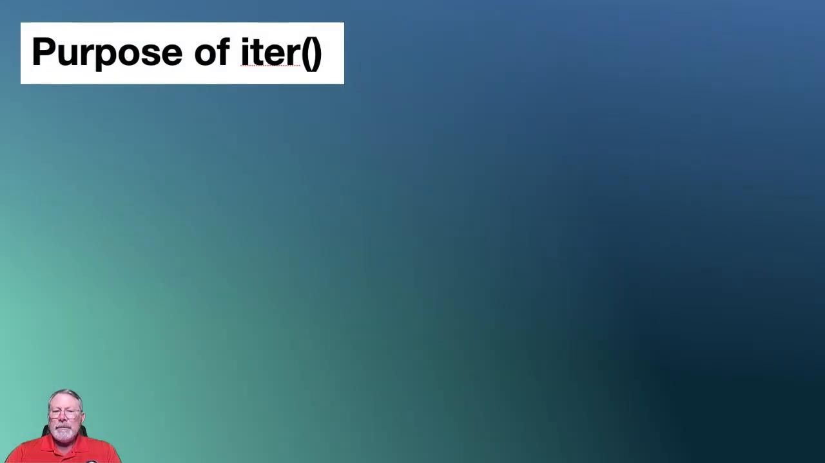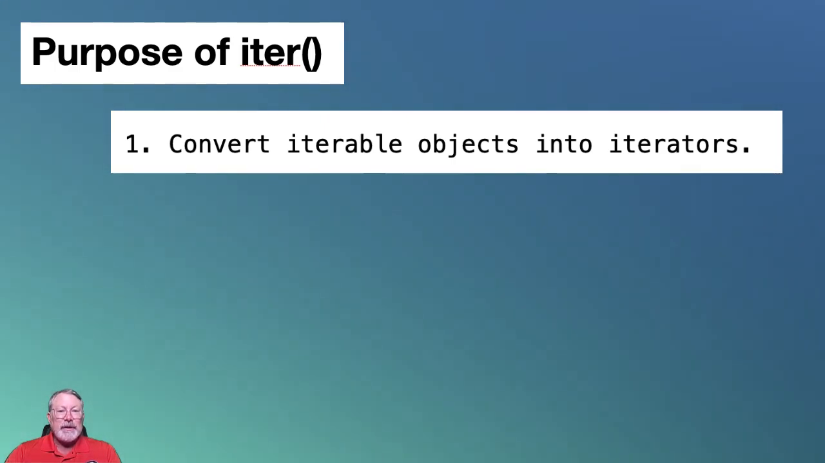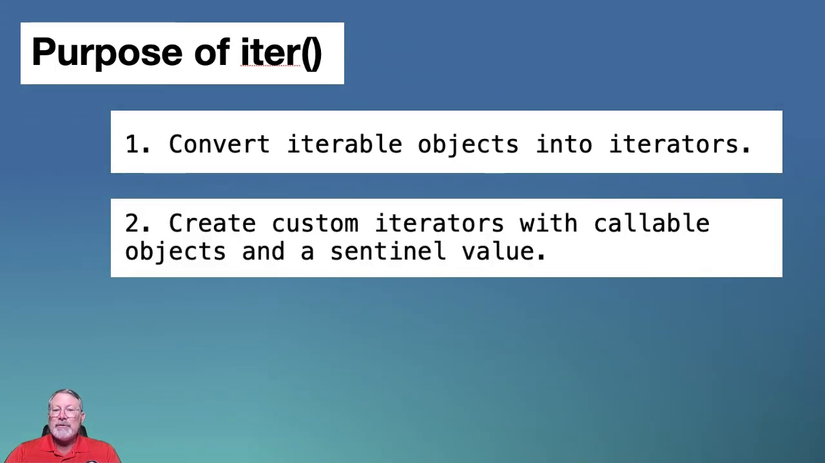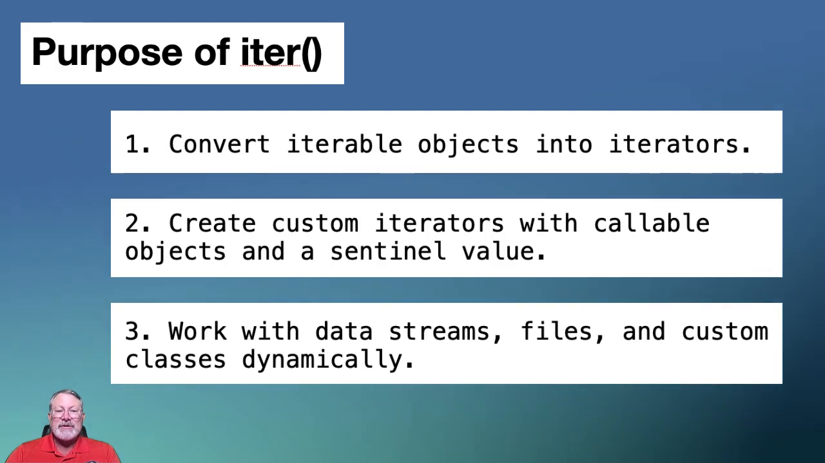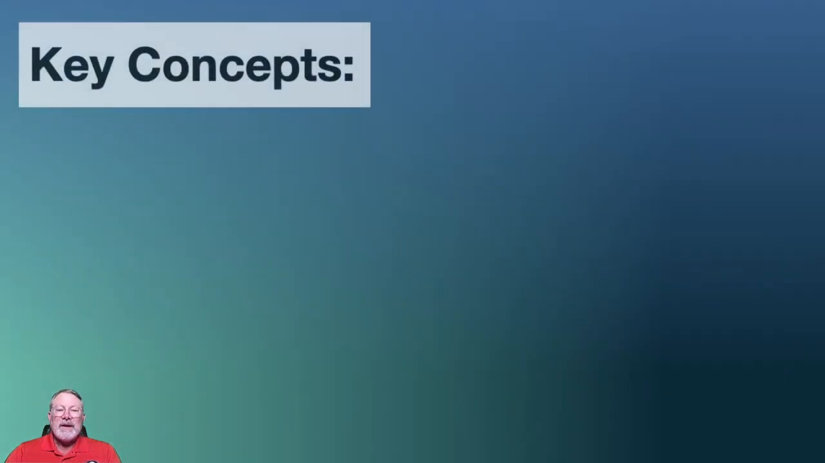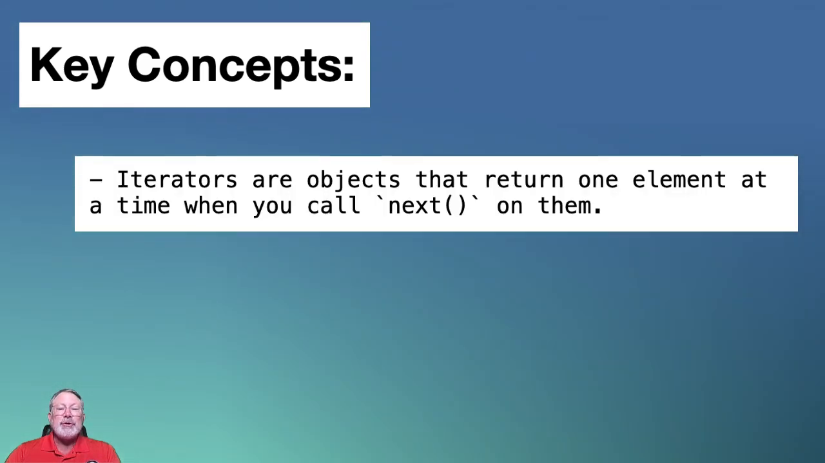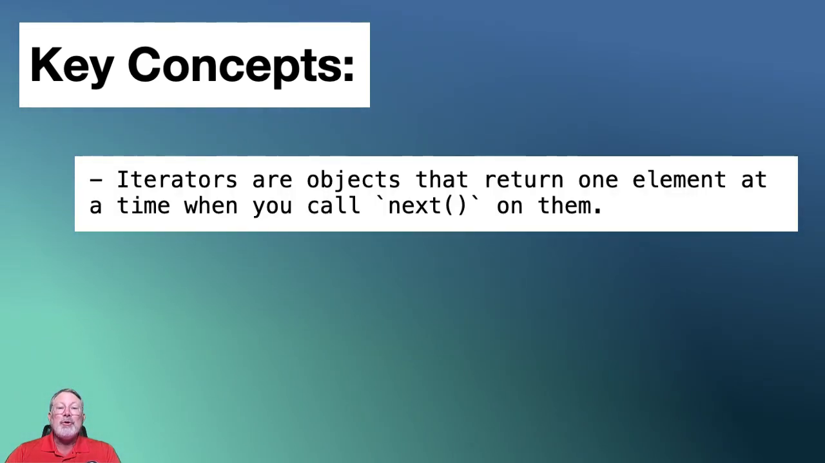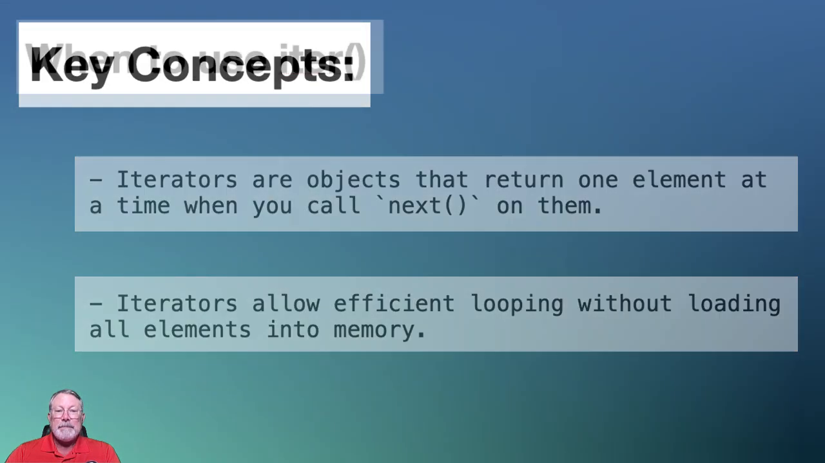Why use iter? It's fundamental to Python's iteration protocol, and it lets you convert iterable objects into iterators, create custom iterators with callable objects and a sentinel value, and work with data streams, files, and custom classes dynamically. Here are some important key concepts. Iterators are objects that return one element at a time when you call next on them. Iterators allow efficient looping without loading all elements into memory.